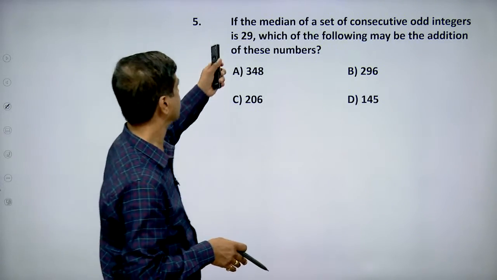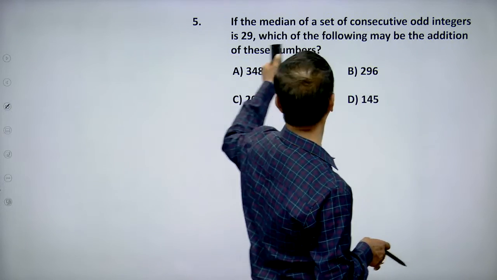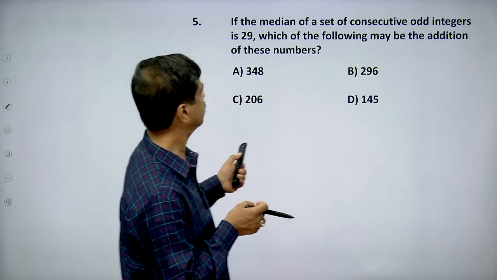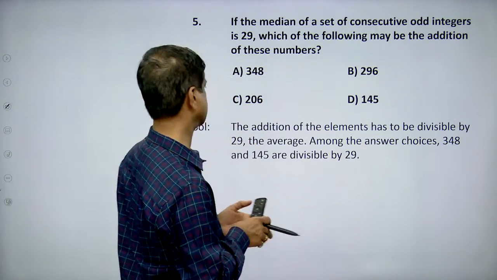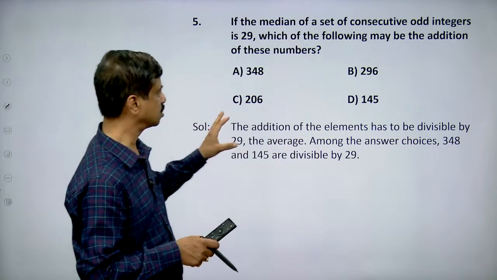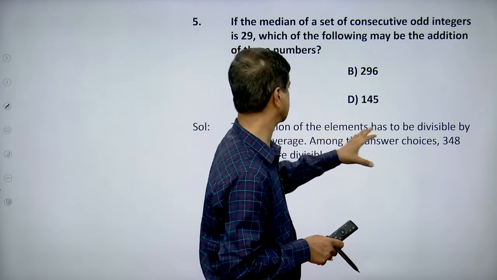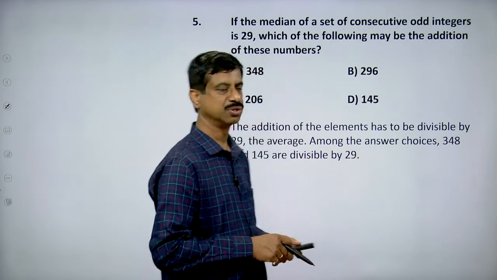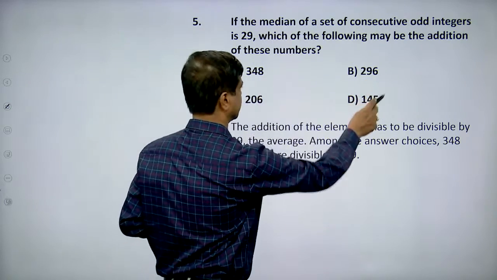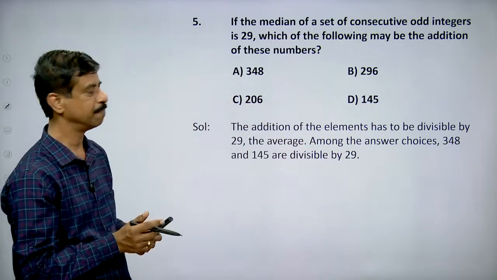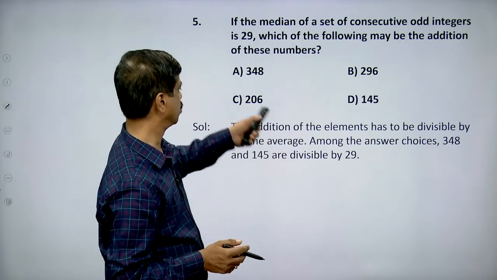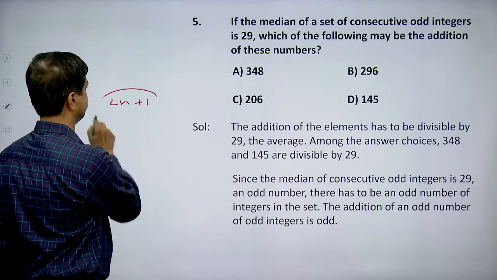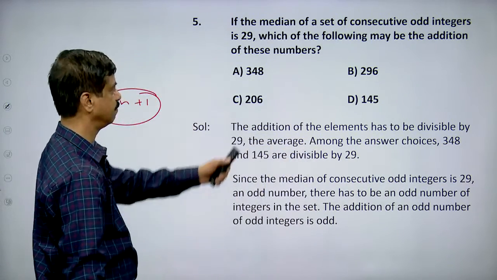Now let us go to this. If the median of a set of consecutive odd integers is 29, odd integers means the middlemost term should be that. Which of the following may be the addition of these numbers? Because the median is only 29, the sum of all terms should be divisible by 29. Because he said odd numbers, so 2n plus 1, so exactly one term is the middle term, that is 29, the average, okay.